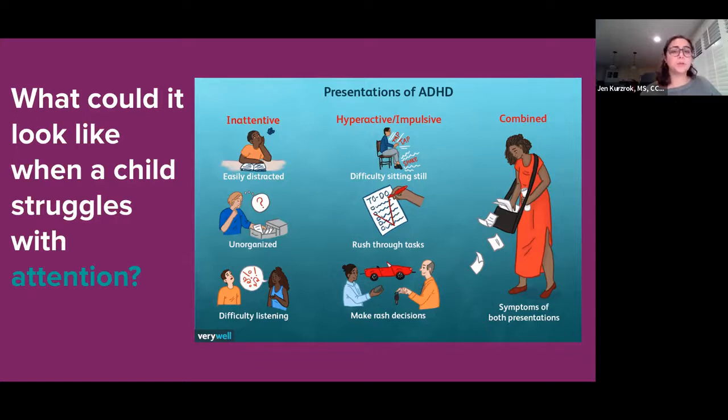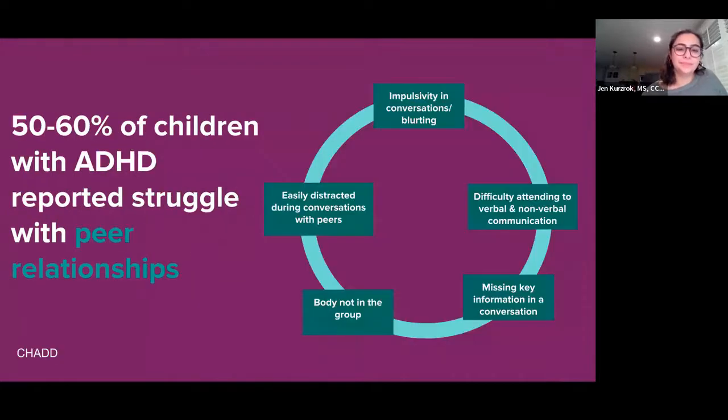It might also look like students who don't have a filter or make impulsive decisions or impulsively participate in conversations. Or it may be students who are struggling to focus during events that are longer, which can be things like a 45-minute class period. And we can jump to the next slide.